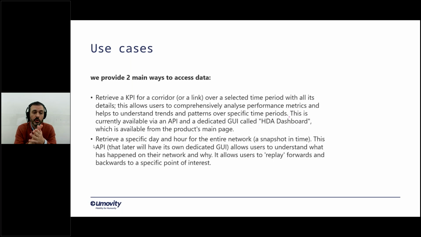It is also possible to retrieve a specific day and hour for the entire network, a sort of snapshot in time. This is for now available through API, but later it will have its own dedicated GUI. Basically, this will help the traffic manager understand what happened in the past and have a sort of replay of a bad situation, to see how things propagated around the congestion formed by the incident, or what previous congestion was the real cause of the incident.